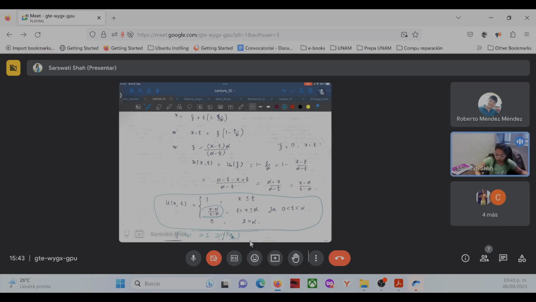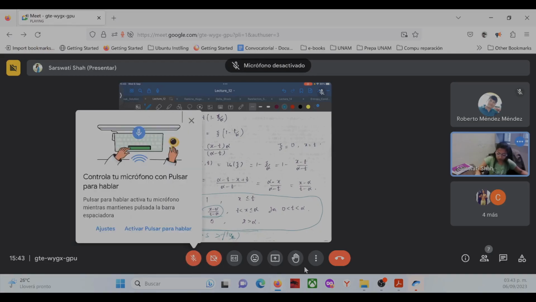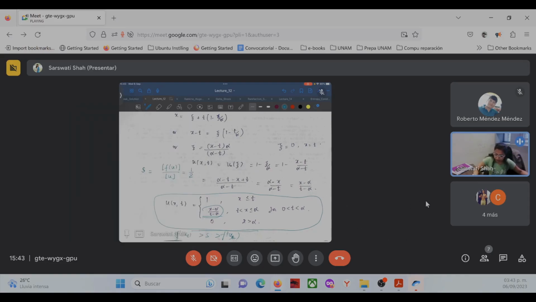Okay, so what is the speed of discontinuity here? F(u) over jump in u, and when we calculated it for this problem, it came to 1/2. Now we need to check whether this is a weak solution, because we can see that when x tends to alpha and t tends to alpha, this becomes unbounded. So it has a discontinuity at alpha. Now it means it is a weak solution because it is not continuous in the whole domain.